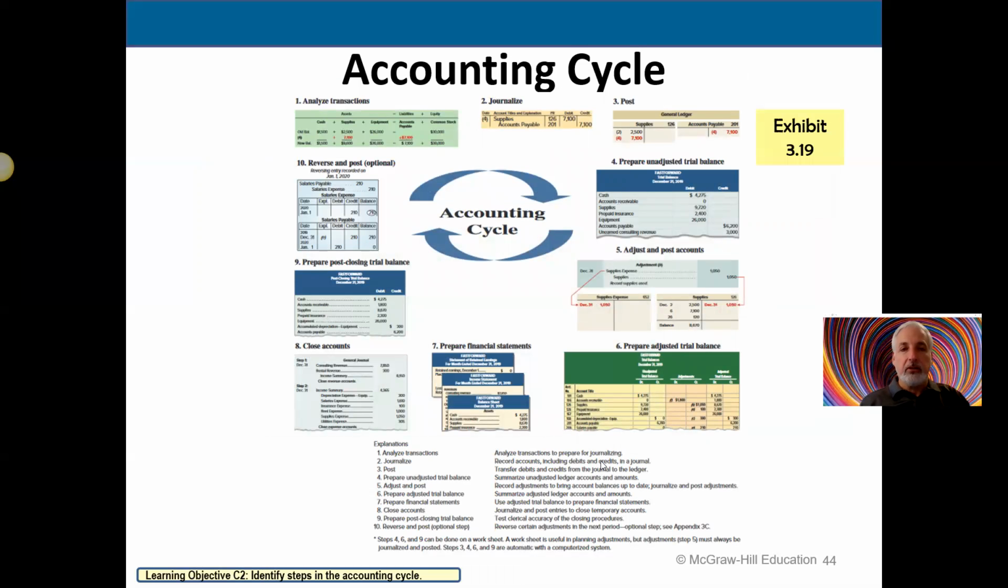Back to our accounting cycle again to review. We analyze the transactions, we journalize, make the journal entries, we post to our ledgers, the general ledger. We produce an unadjusted trial balance. Number 4, we make adjusting entries, AJEs, and post those into the accounts. Prepare an adjusted trial balance, prepare financial statements, number 7. Close out with closing entries, which clear out revenues and expenses, and prepare a post-closing trial balance, and reverse and post.